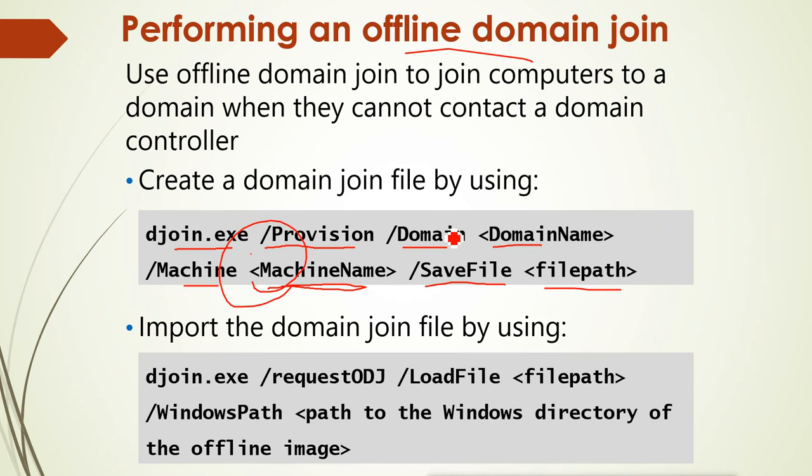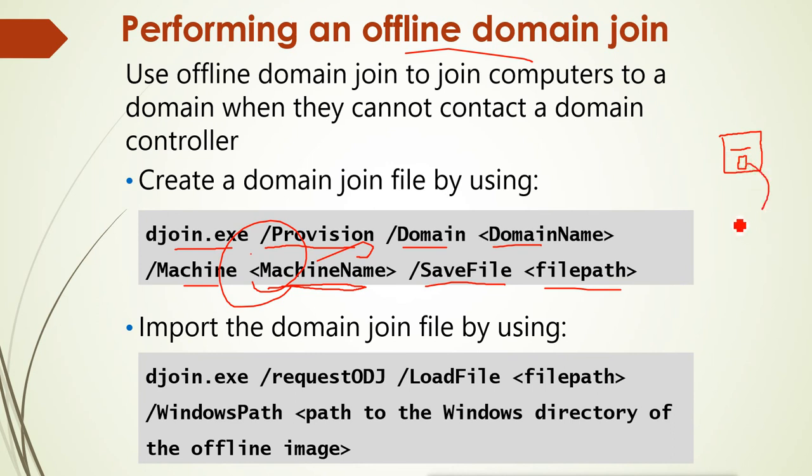So this command will do what? It will generate the provision file, which has the information about the domain joining. For example, the Windows 10 machine is already a member of the domain, so I will run this command on this machine. It will create a file which has the information about the domain join.